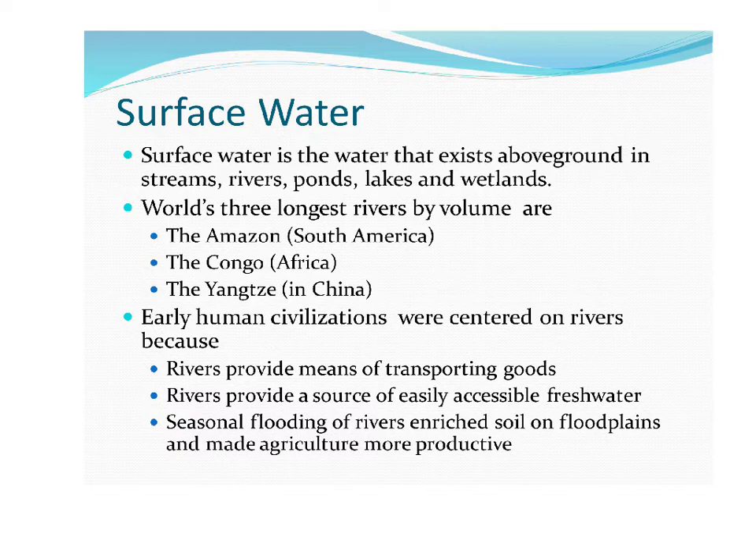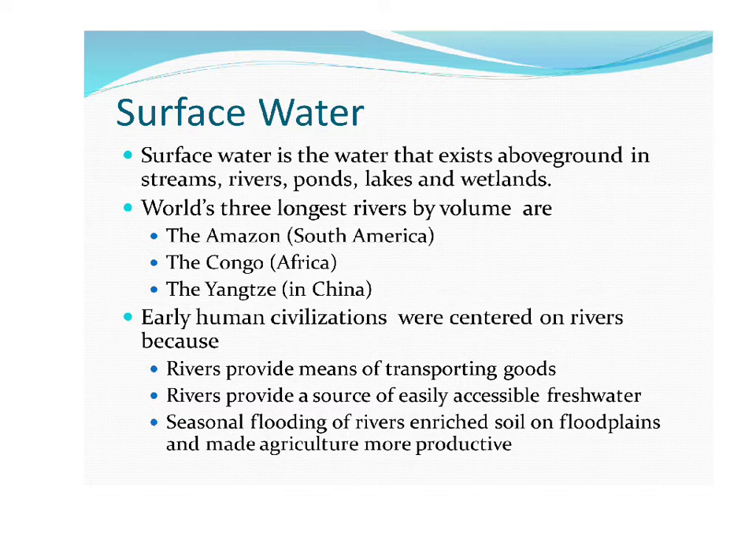Okay, so surface water. Now, again, underground water, we can reach it. We use it. Humans use underground water for agricultural, residential, and industrial purposes. Here's the other way that we get our water, and that's surface water, water that's flowing right by us all the time. Surface water is the water that exists above ground in streams, rivers, ponds, lakes, and wetlands.